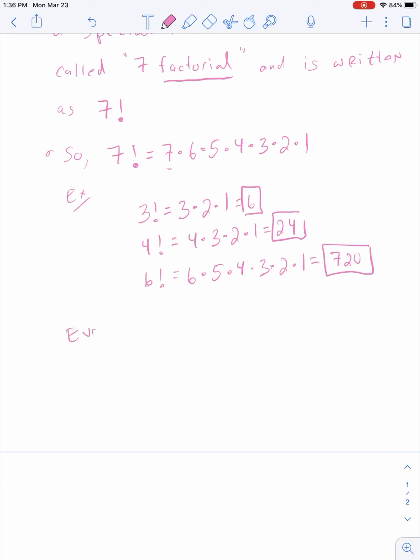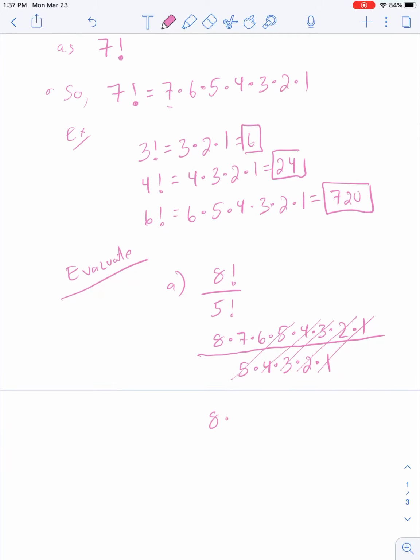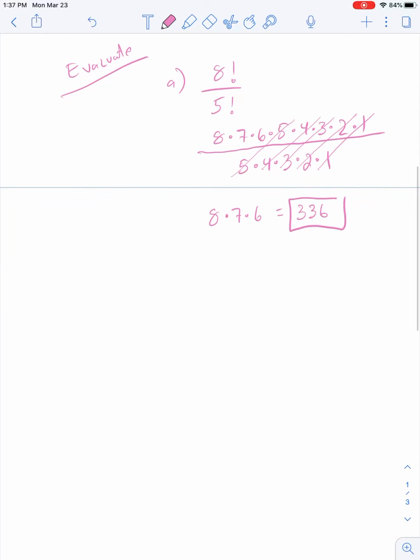So what we can do is evaluate some of these. Let's take a look at our first example. How about 8 factorial over 5 factorial? That's just 8 times 7 times 6 times 5 times 4 times 3 times 2 times 1 on the top, and the bottom is 5 times 4 times 3 times 2 times 1. When it comes to fractions, when we see the same numbers on top and bottom, we cancel them. Cancel the 5s, the 4s, the 3s, the 2s, the 1s. So all we really have to do is 8 times 7 times 6. Multiply those numbers out, and we get an answer of 336. A very nice first example.